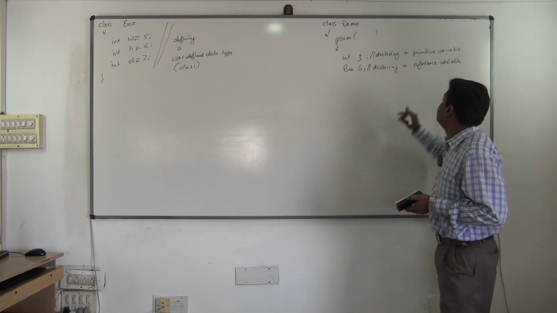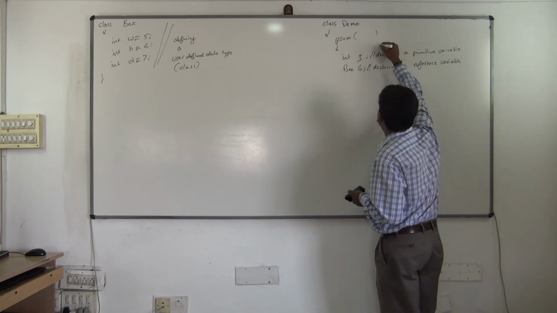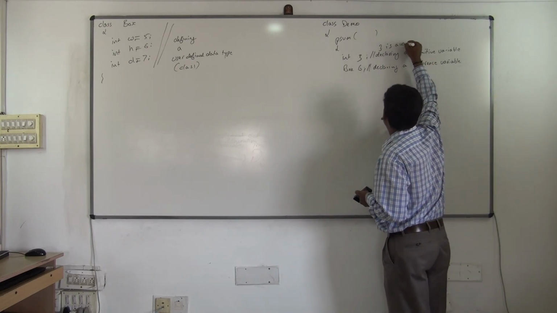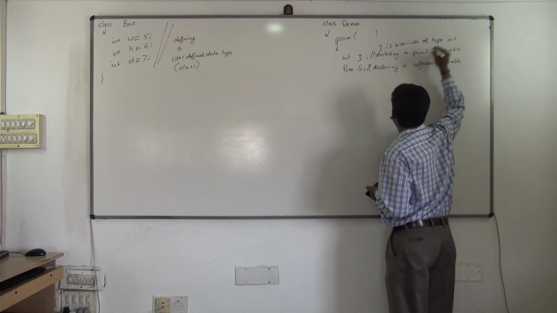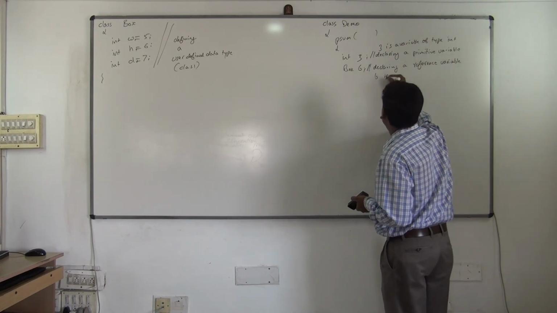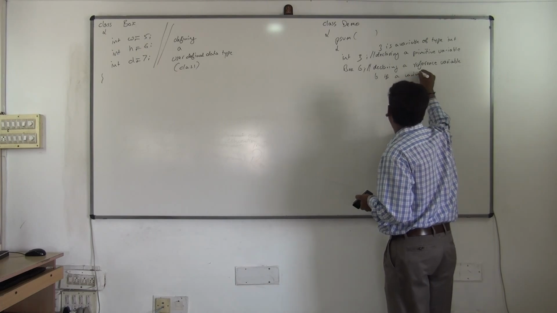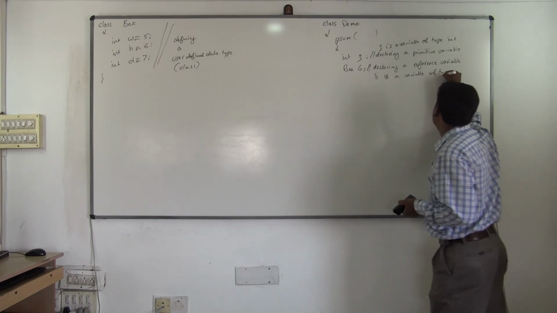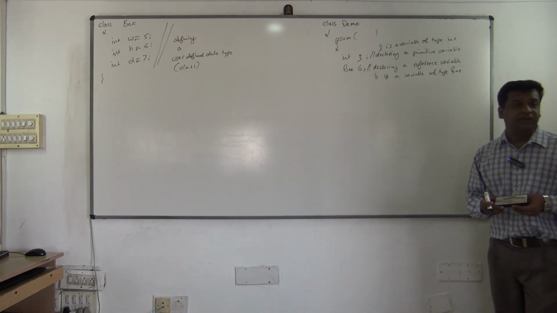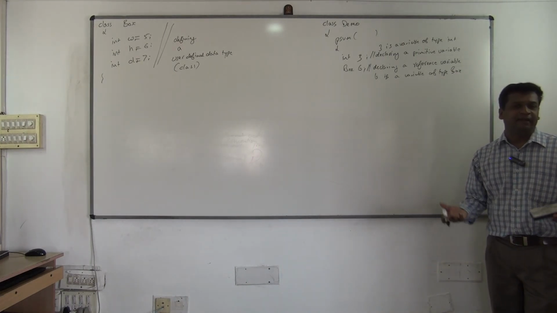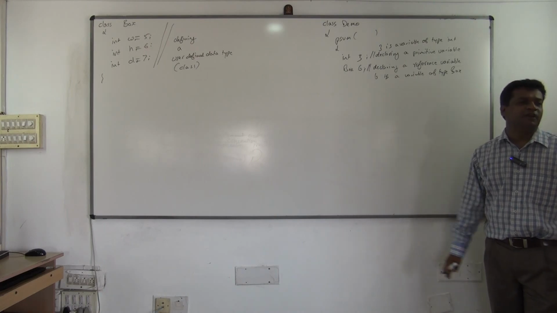So let's see, again I'll repeat it. Z is a variable of type int. Here B is a variable of type Box. And what is Box now? A user defined data type. So you are declaring it. You have only declared. Both the variables are not initialized.